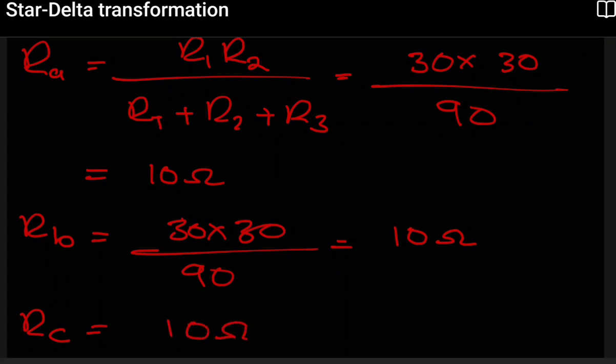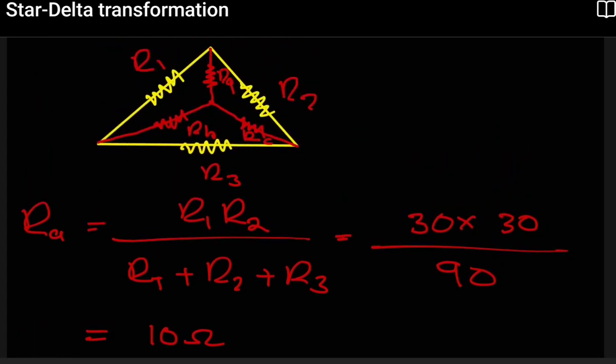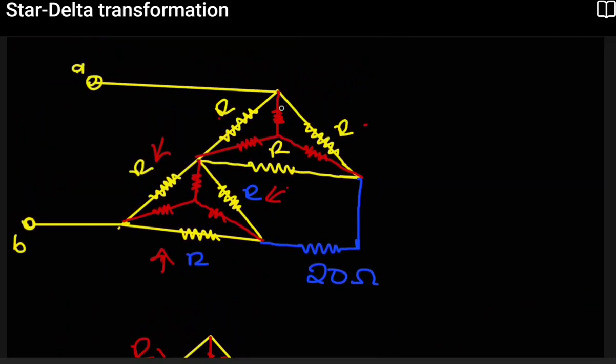So here we're getting the same values for A, B, and C because those resistors are all given the value of 30 ohms. So we've seen that our star here is going to have 10 here, 10 here, and 10 there. Since this is also 30, 30, and 30, we expect that this will be 10, 10, and 10.